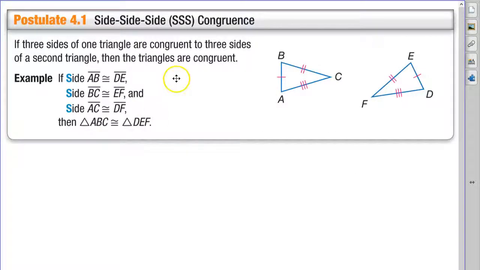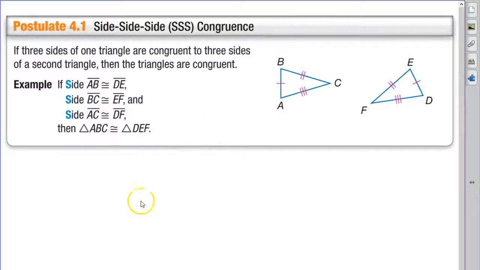The first method is called the side-side-side congruence postulate. How that works is if 3 sides of one triangle are congruent to 3 sides of a second triangle, then the triangles are congruent. More importantly, if you can prove that 3 pairs of sides correspond and are congruent, then you've got 2 congruent triangles. I don't have to do anything with angles here, just prove we have pairs of sides congruent. It makes our work a lot easier. So instead of proving 3 pairs of sides and 3 pairs of angles, just 3 pairs of sides.